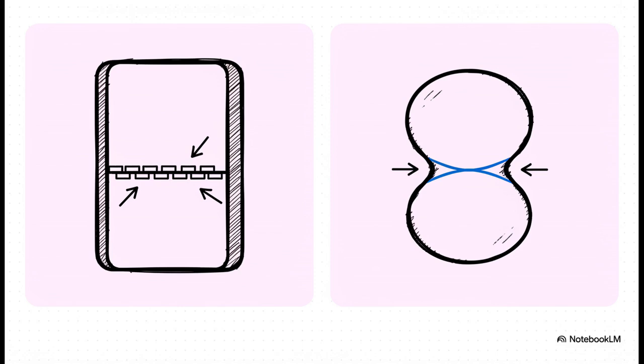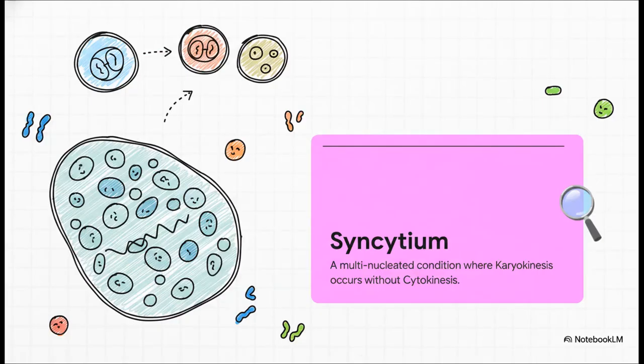But plant cells, they have rigid cell walls. They literally can't pinch. So instead, they build a brand new wall, a cell plate, right down the middle, working from the inside out. Now here's a wild thought.